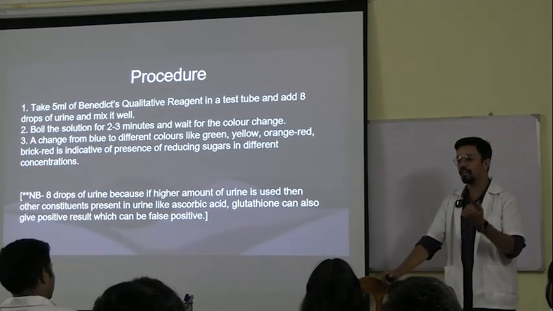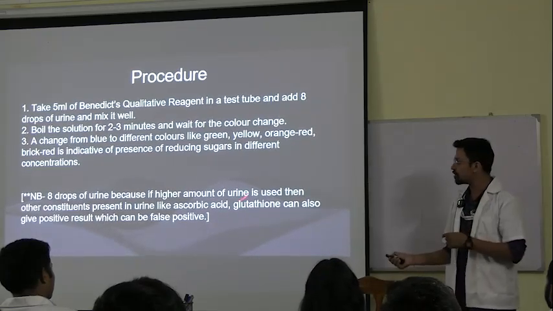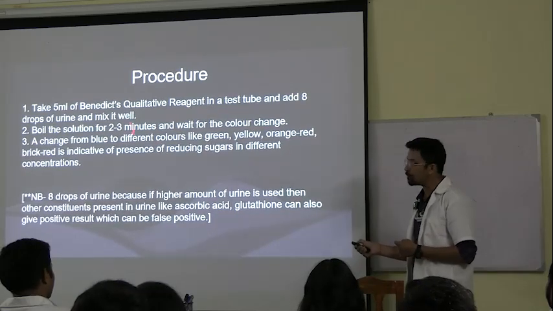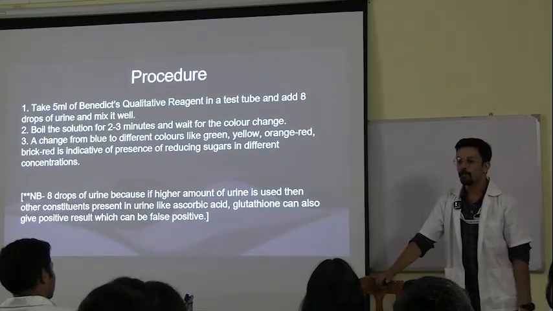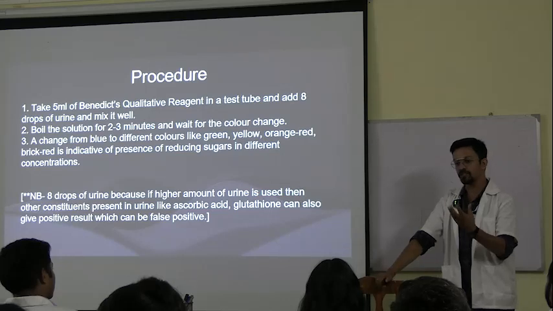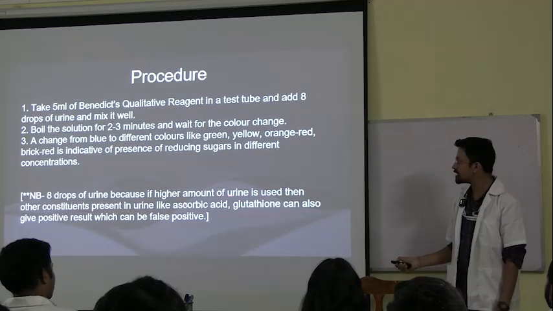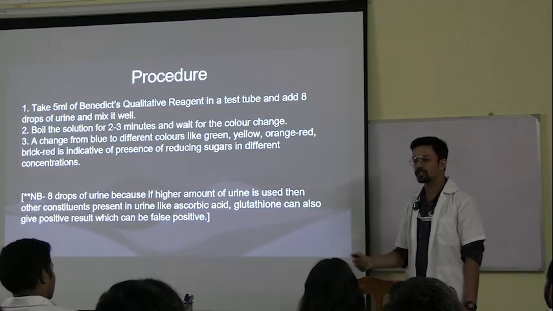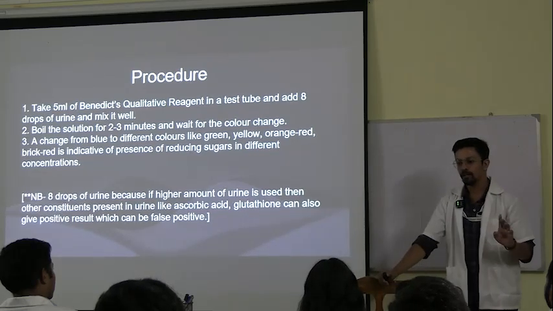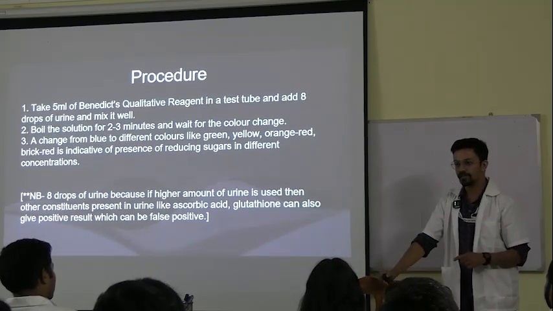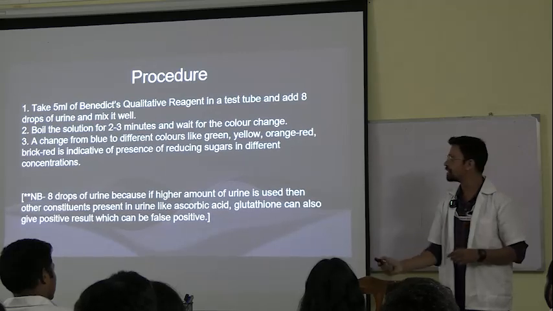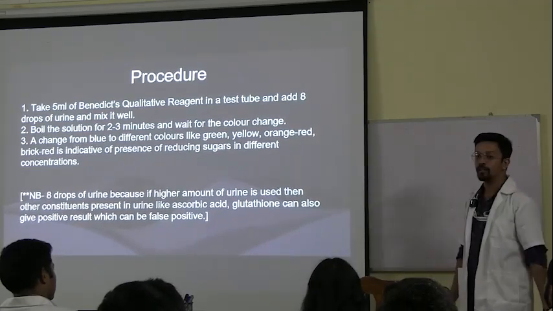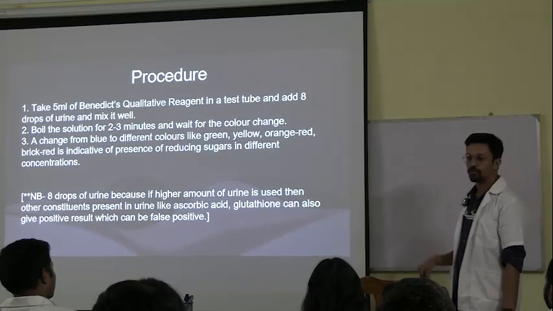Now if you are using 10 drops of urine, these constituents are also high in comparison. So this test will also give a positive result, whereas the sample does not contain sugar. But because of these byproducts, the test will show positive. So you will come to a false conclusion, that the patient is having reducing sugar in their urine sample, whereas the patient is not. It's your mistake that you added more than 8 drops. That is why we don't add more than 8 drops in our test. We add only 8 drops of urine sample.